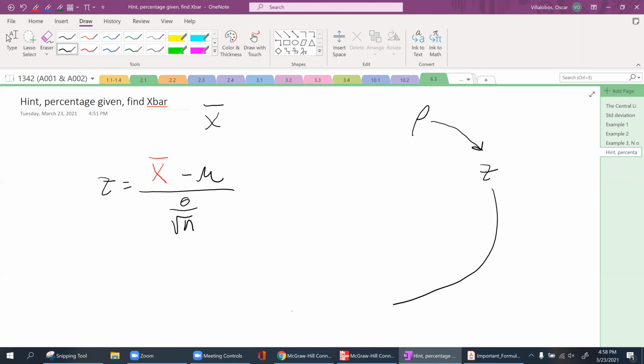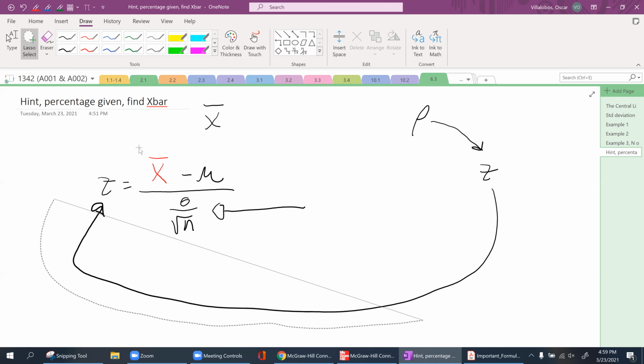You would then plug in that value here. You're going to have your mu and your standard error already computed. You plug everything in and then you just solve for x bar. So it's still going to be the same process. The only thing is that it's not just going to be sigma in the denominator. It's going to be the standard error, sigma over root n.